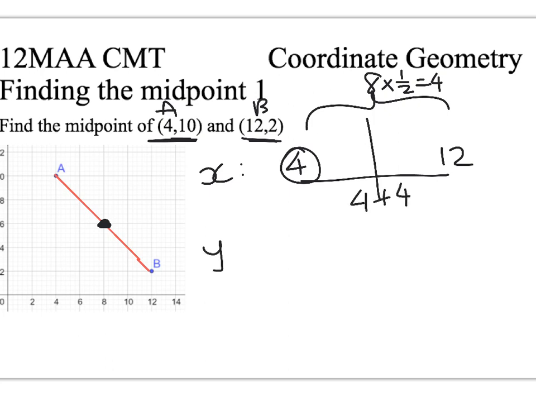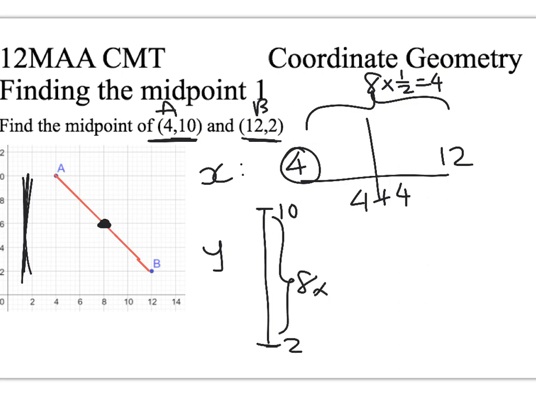Now look at the y values. I've got 10 up here and I've got 2 down here. We want to be halfway down here, so this gap is 8. Half of that is 4, so we need to go down 4 units and we'll get to 6. So my midpoint is going to turn out to be 8, 6. Which is exactly where I put it by eye.